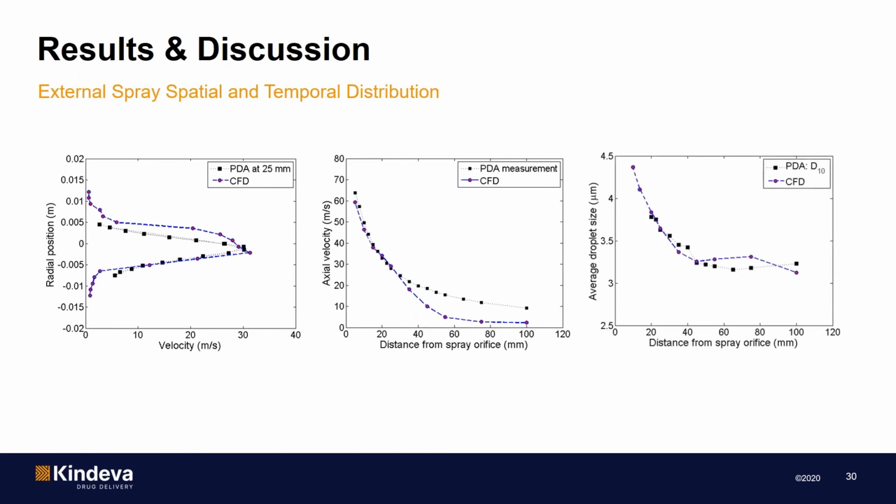The final figure is the comparison of the predicted and measured droplet size with respect to axial distance. The reduction of the droplet size is a result of the spray evaporation, mainly up to 40 millimeters. After this point, the droplet size, both in measurements and CFD predictions, remains somewhat unchanged. This is mainly because the HFA completely evaporates and ethanol becomes the only and less volatile component of the droplet.